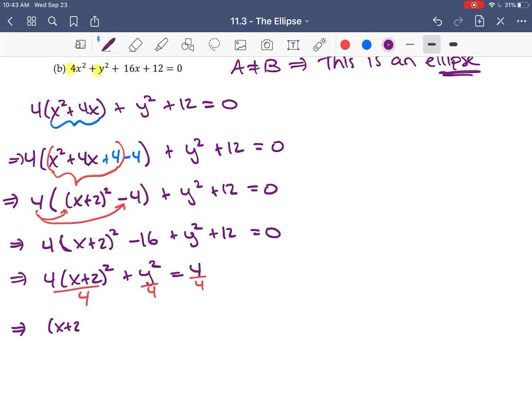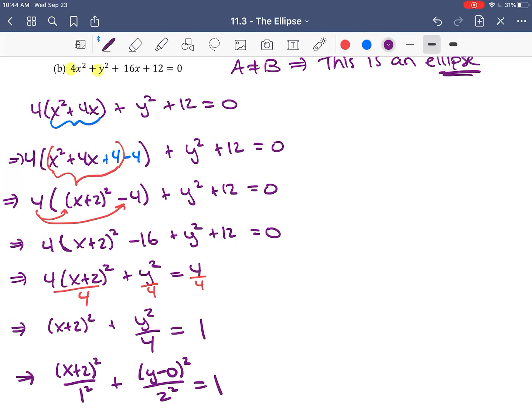So that's going to give me x plus 2 squared over 1, plus y squared over 4 equals 1. And this is actually in the standard form, because this is x plus 2 squared over 1 squared. This one is y minus 0 squared over 2 squared equals 1. So it's going to have center of negative 2, 0. The a for the x is 1, and the b for the y is 2. So our major axis is for the y.